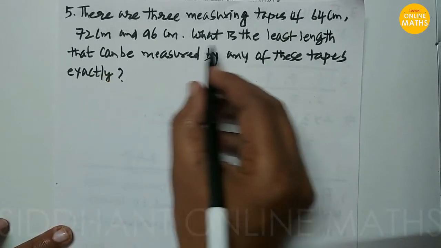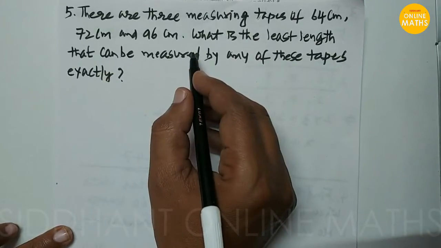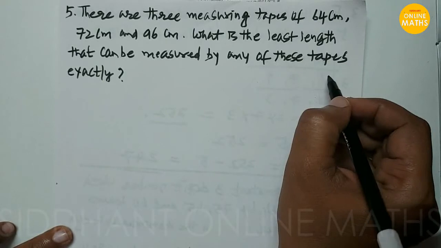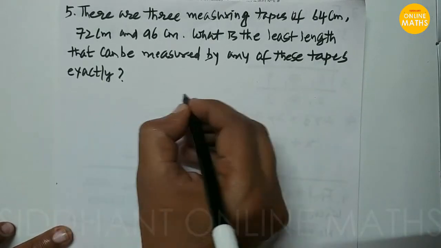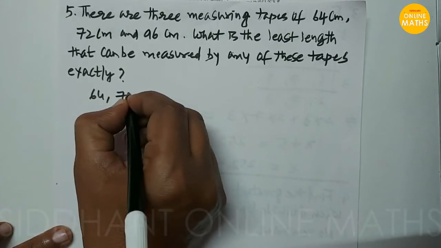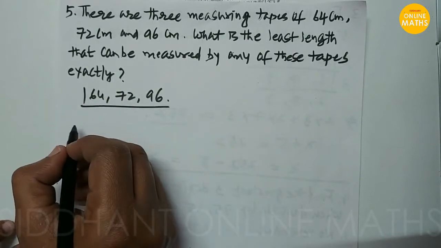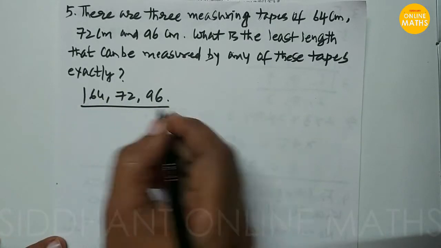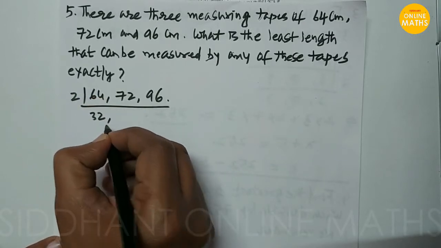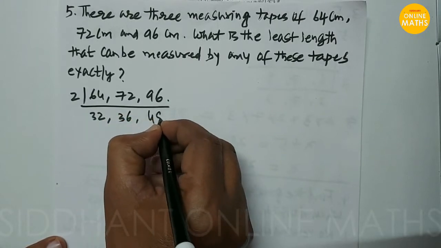Fifth question: there are 3 measuring tapes of 64 centimeters, 72 centimeters and 96 centimeters. What is the least length that can be measured by any of these tapes exactly? So here we take the numbers 64, 72, 96. So we take the LCM for these numbers. So it will go with 2 here, 32, 36, 48.